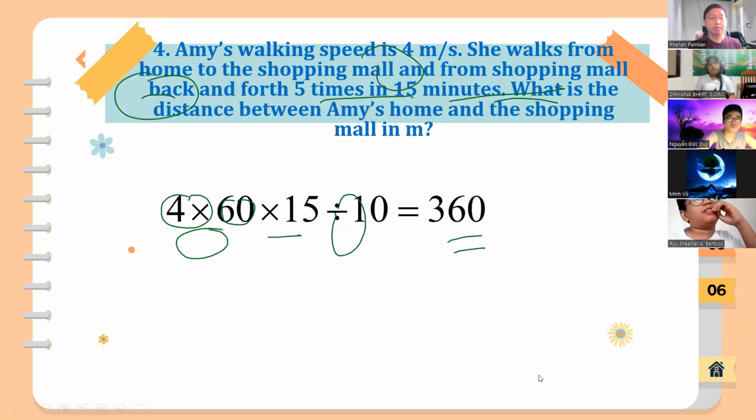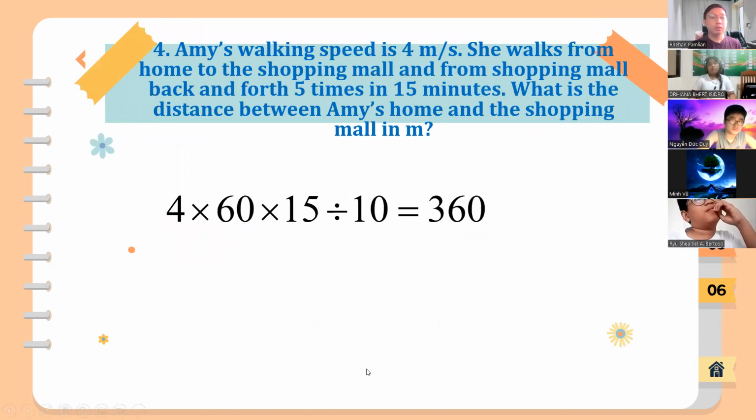For number 4, we have here Amy, whose walking speed is 4 meters per second. Okay. She walks from home to the shopping mall, and from the shopping mall back and forth 5 times in 15 minutes. What is the distance between Amy's home and the shopping mall? So this is just going to be easy, guys.